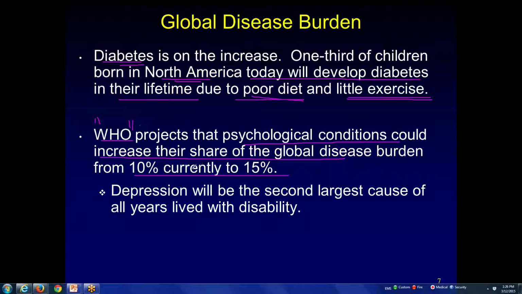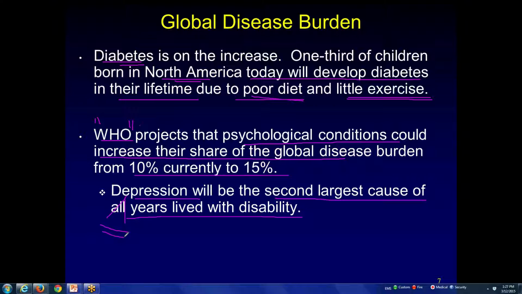At the same time, though, depression will be the second largest cause of all years lived with disability. And this is either in developing or developed countries. So depression is a problem all over the world, but it's traditionally been more of a problem in developed nations. Maybe it's the stress of work. Maybe it's the lack of exercise. Lots of different things may be going on here causing our depression.